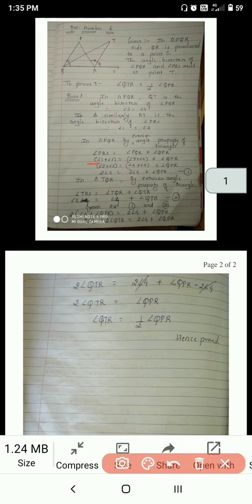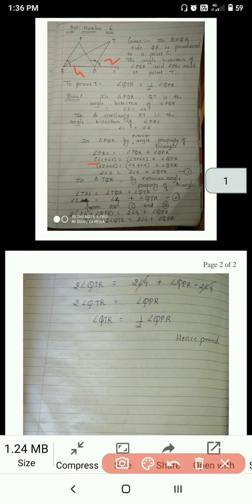Now why are we taking angle 2 and angle 4? Twice of angle 2 and twice of angle 4. Instead of angle 1, we have taken angle 2, and instead of angle 3, we have taken angle 4. Why? See here, this angle 2 is the exterior angle of triangle QTR, and that angle 4 is the interior angle of triangle QTR. That's why we have taken 2 in place of 1 and 4 in place of 3. Now, call this equation 1.